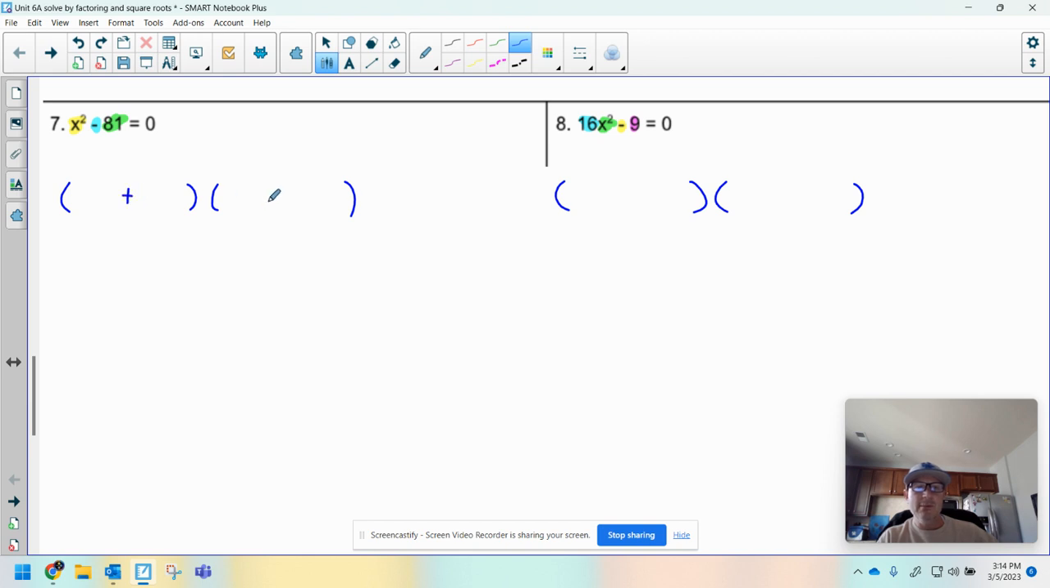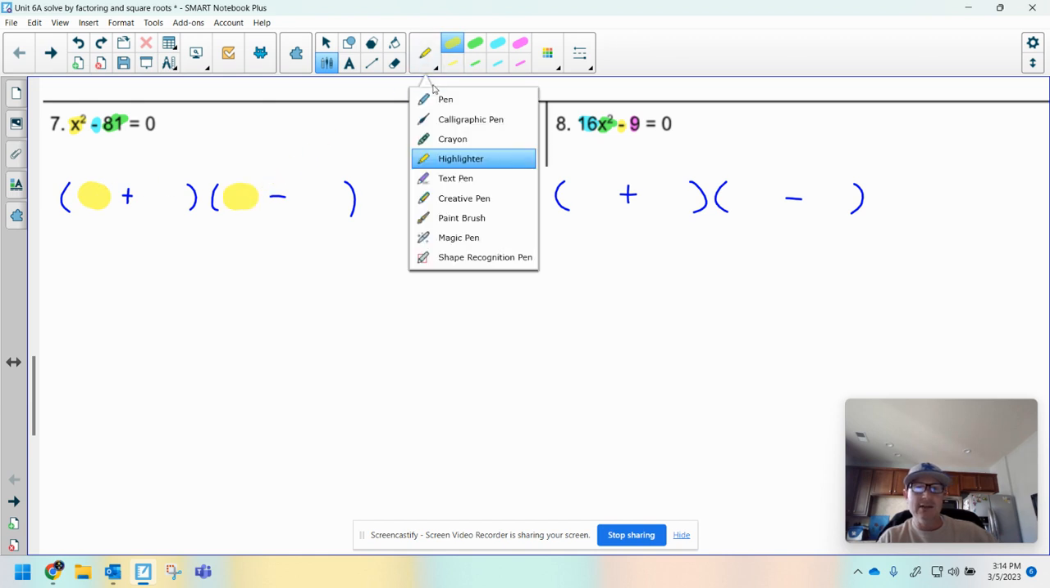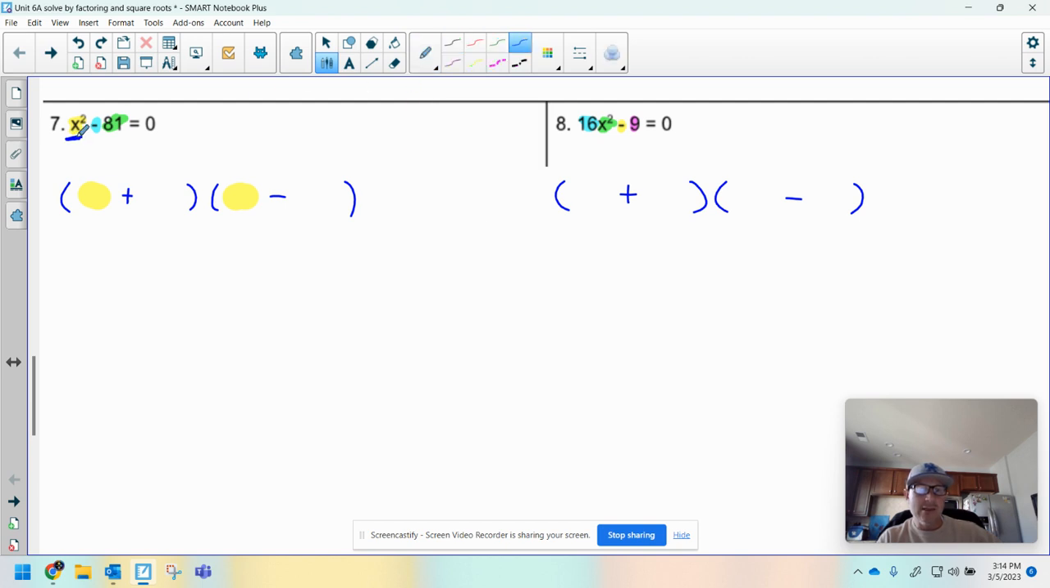We're going to put a plus in the middle of one. We're going to put a minus in the middle of the other. At the beginning of each parentheses, you put the square root of the beginning here. When I say beginning, I mean the first part to the left of the minus sign. So the square root of x squared is x. x times x is x squared. The square root of 81 comes down to the back side, and that's 9. So you have x plus 9 and x minus 9.